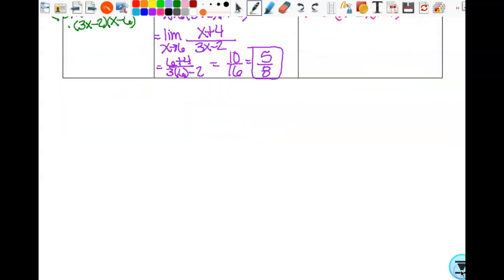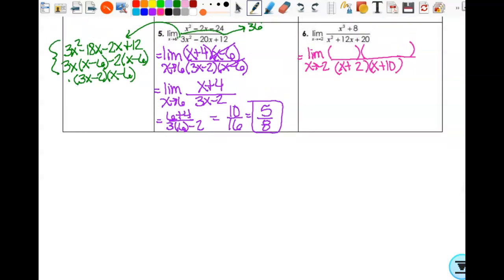Alrighty, so I know that my signs are same, opposite, always positive. That's what SOAP means. Then I take the cube root of each. The cube root of x cubed is x. The cube root of 8 is 2. This first term, I square the x and get x squared. Then I multiply these two together and get 2x. Then I square the 2 and I get 4. And that's what it should look like. Okay? Yay! And then now I can cancel those.